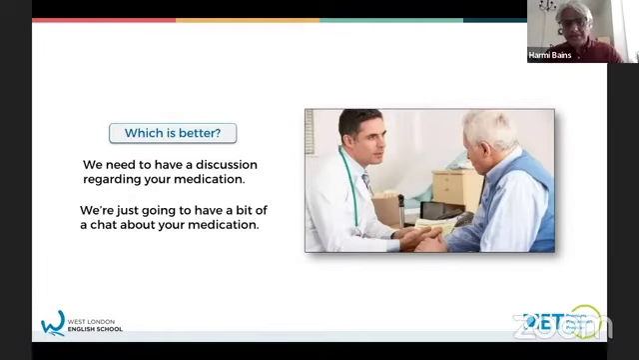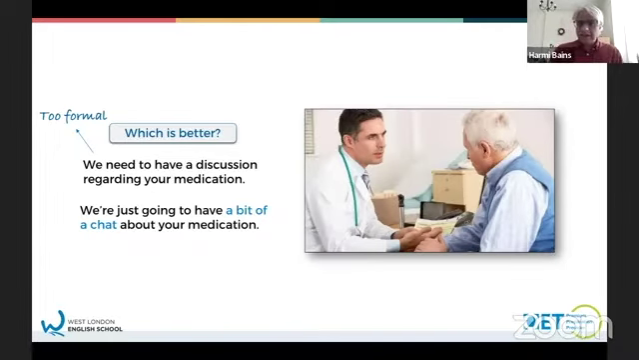Well, you can see the first one, it's a little bit formal. The second one is much more casual, it's more relaxed. And you can see that with the language as well, where it says we're going to have a bit of a chat. It's something you wouldn't put in your writing, of course, but with speaking, it's a nice little phrase to use. So you don't want to be overly formal. And it's quite difficult to get that balance right.